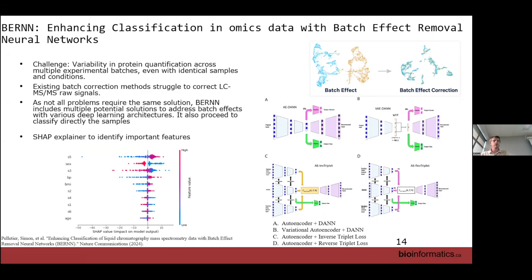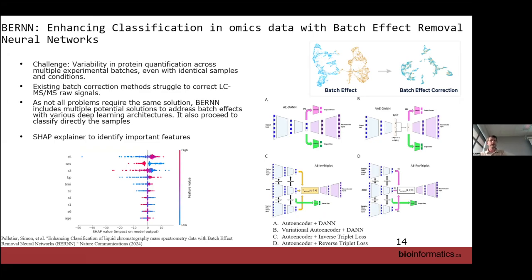So we developed a tool called Bern, which involves the idea of performing the classification of what we want to predict directly in the encoded version within the deep learning architecture. So it's not a pure transformation where you have your data and your transformed data at the end. We do the classification within the architecture. And we observed that, depending on the data, the same architecture will not fit equally well. So the tool includes many architectures within it to transform the data.